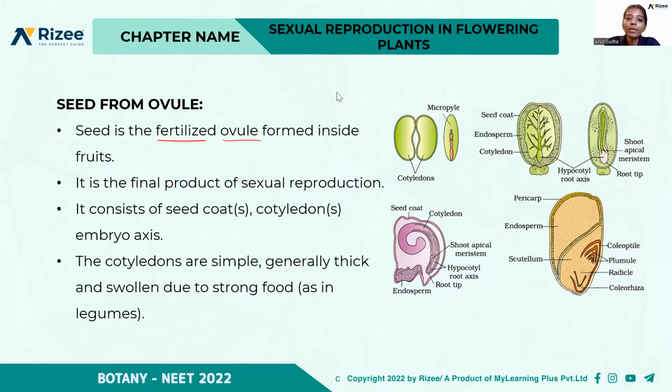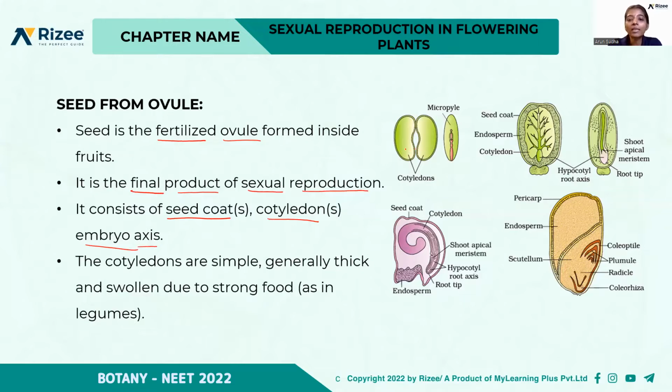So the ovary is converted into a fruit. The seed is the final product of sexual reproduction, that is, the product that is formed after fertilization, the fusion of male and female gamete, right? These seeds consist of seed coat, cotyledons and embryonal axis. These are the structures of different seeds.